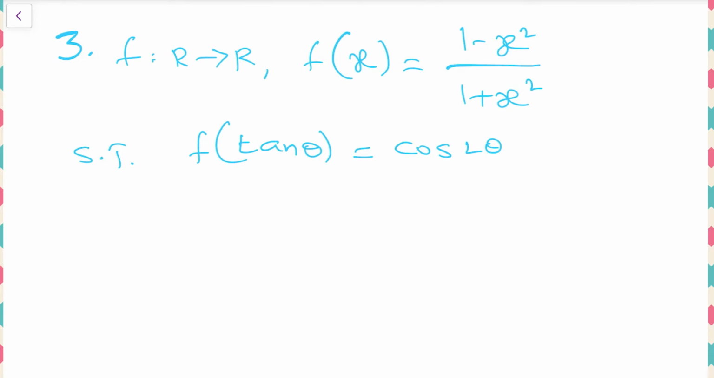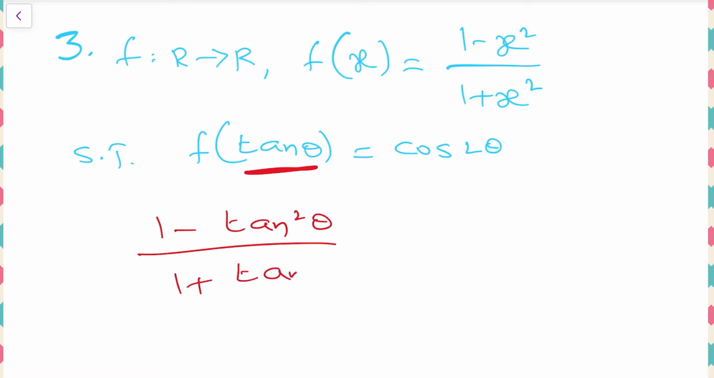Sorry. F is a function from R to R. F of x is defined as 1 minus x square by 1 plus x square, and we are asked to show that f of tan theta is equal to cos 2 theta. So in the given function, wherever we have x, in that place we need to substitute tan theta. That is 1 minus tan square theta by 1 plus tan square theta.